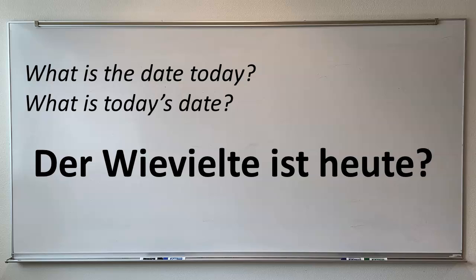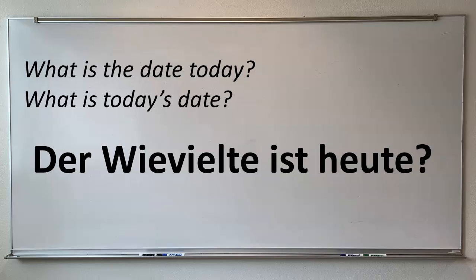So the first thing is to ask the question, what is the date today, or what is today's date? In German you would say, der wievielte ist heute? Literally, wievielte means how much. So the how much is today. That doesn't make too much sense literally in English, but you just have to know that this is the way that in German you ask the question, what is the date today? Der wievielte ist heute?